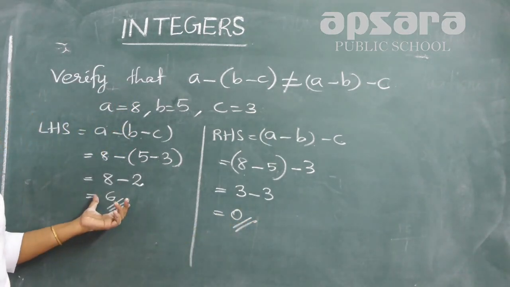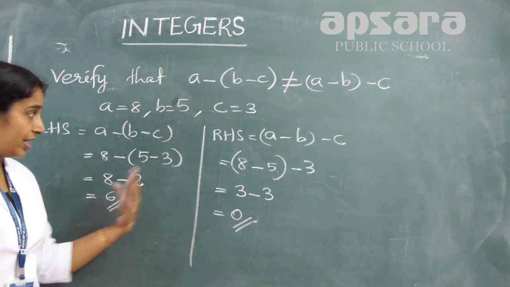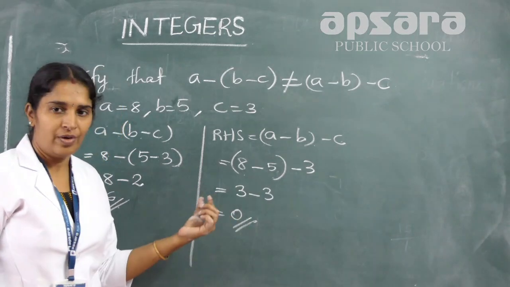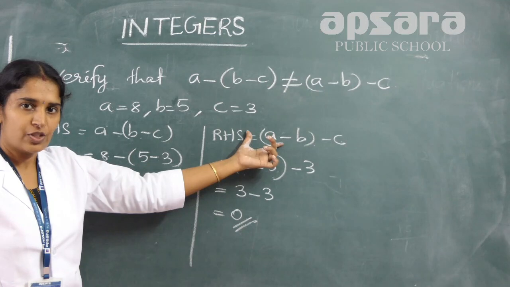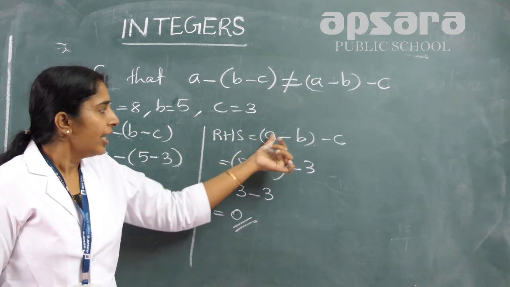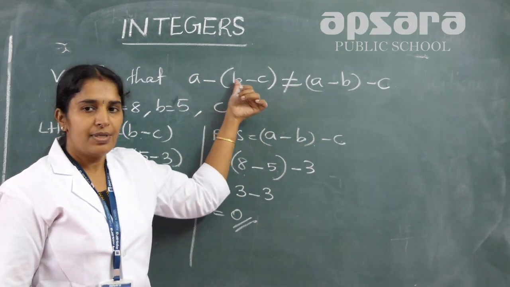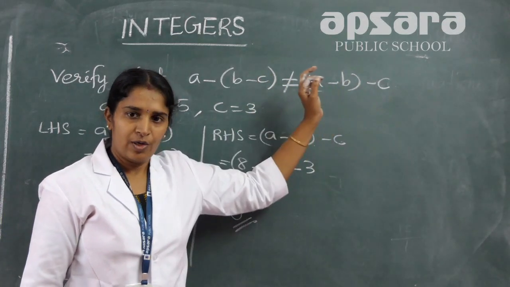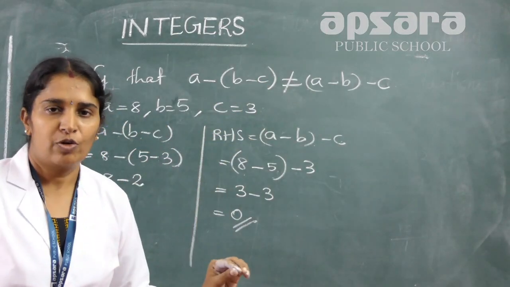So when you have calculated a minus b minus c, you got the answer as 6, whereas a minus b minus c, you got the answer as 0, which shows that these two are not equal, which shows that a minus b minus c not equal to a minus b minus c. So we have verified that a minus b minus c not equal to a minus b minus c. Okay, so this is related to our associative property. Okay children.